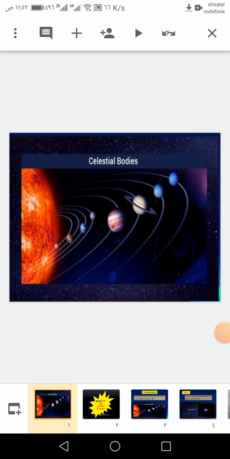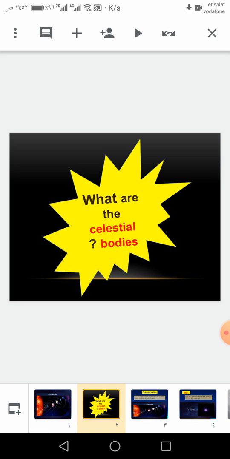Today we will study lesson 1 from unit 3 about celestial bodies. First, what are the celestial bodies? There are many bodies found in the universe, such as stars, planets, moons. These bodies are called celestial bodies. All of the celestial bodies are in a permanent motion according to the will of Allah.